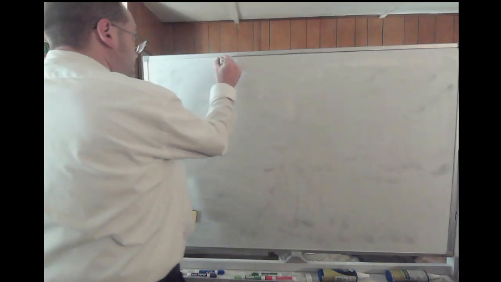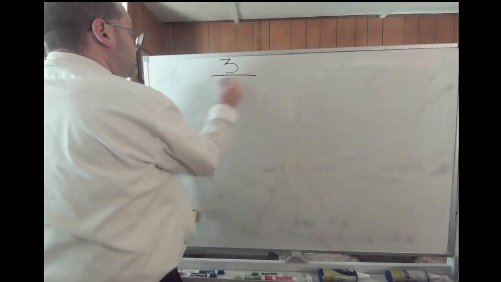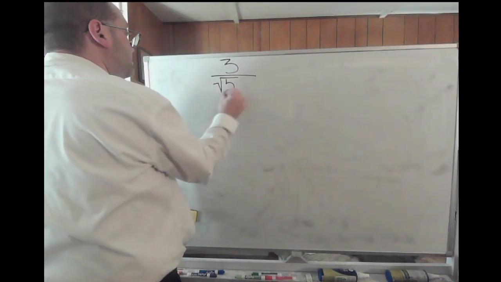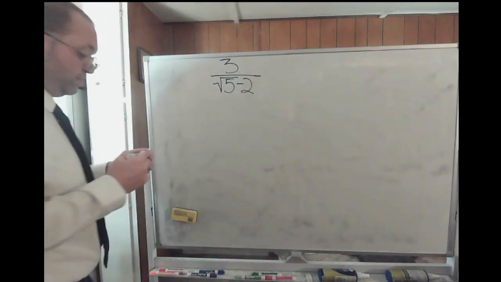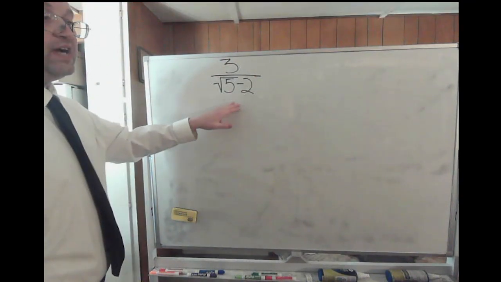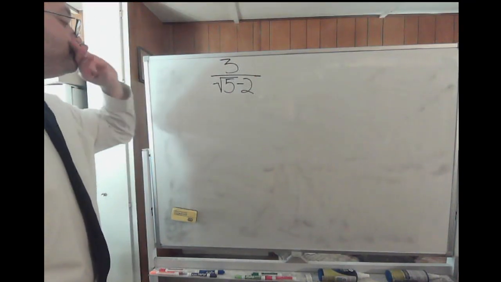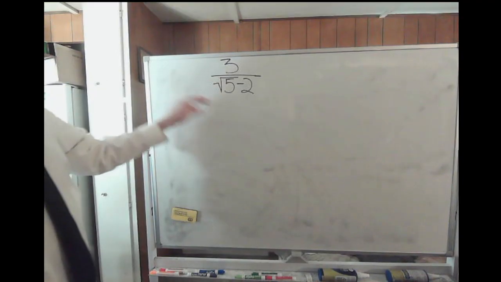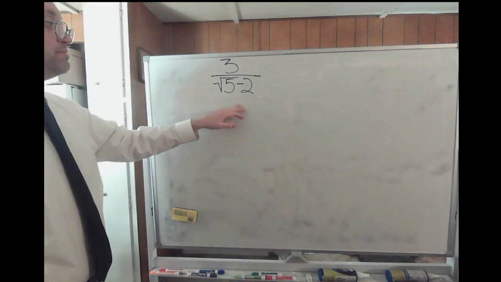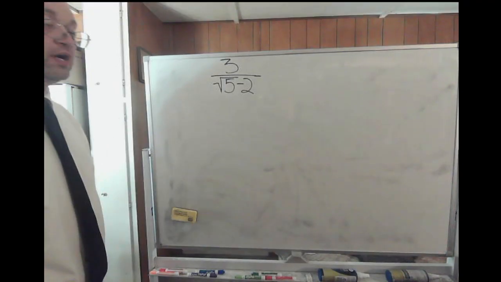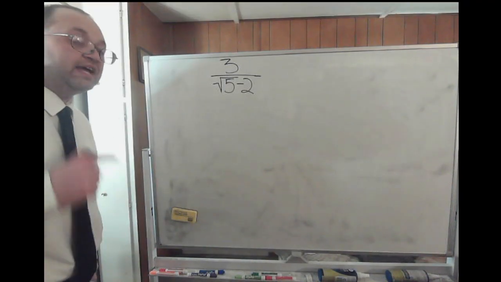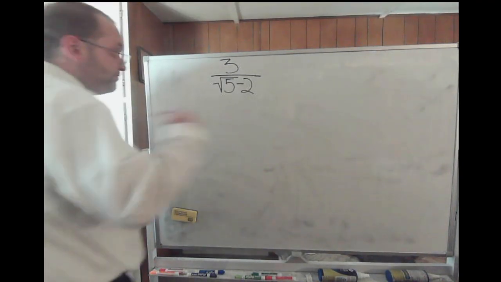Alright, let's see here. 3 all over the square root of 5 minus 2. Well, it seems like this is a little bit backwards, isn't it? Before, we've seen the regular number and then the square root. Well, as it turns out, that's exactly how it's supposed to be.